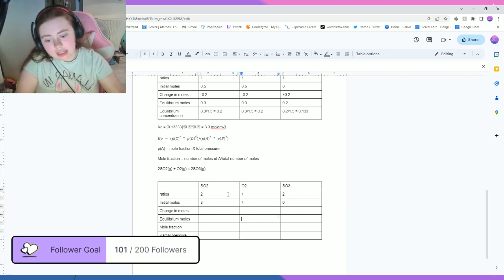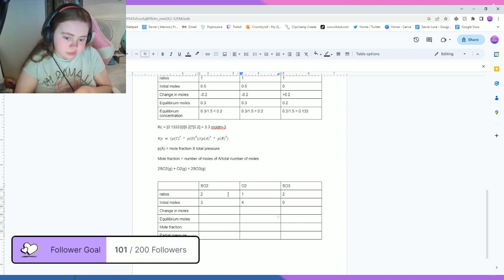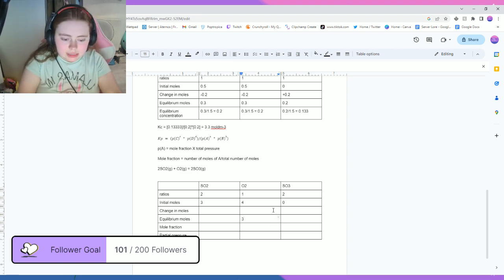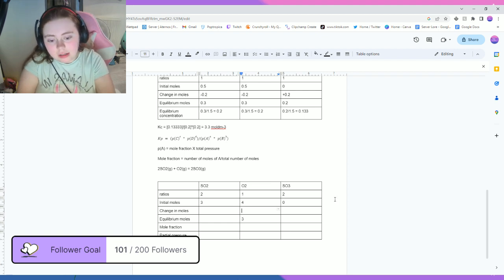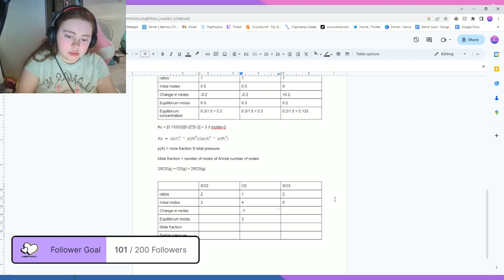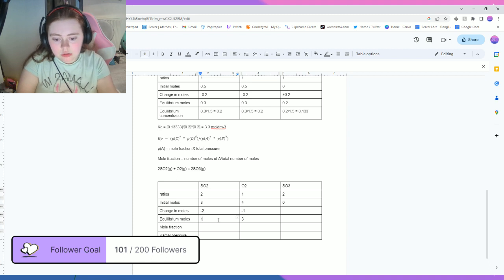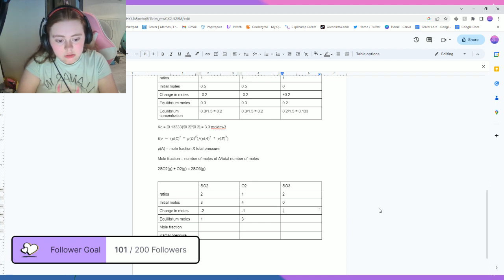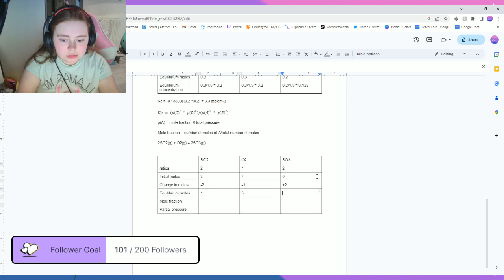Now we are given the equilibrium moles of oxygen, which is 3, which means that this had a change of -1. Since SO2 has a ratio of 2, the change in moles is -2, and that means the equilibrium moles of SO2 is 1. SO3 has a +2 change in moles, and so the equilibrium moles are 2.